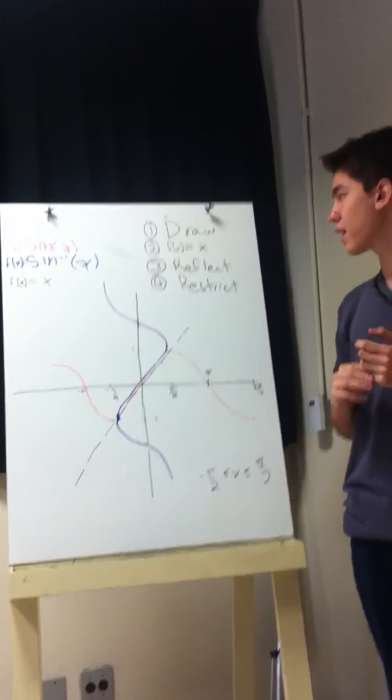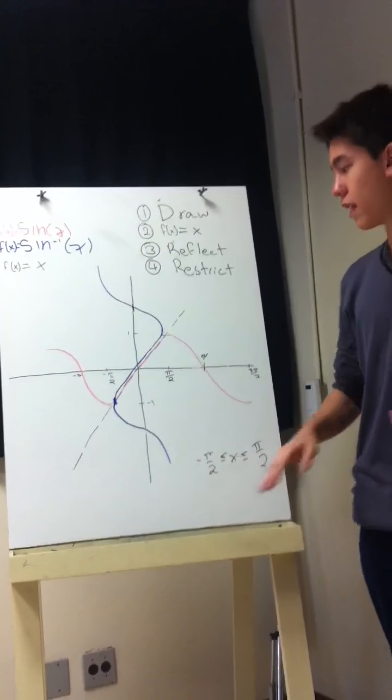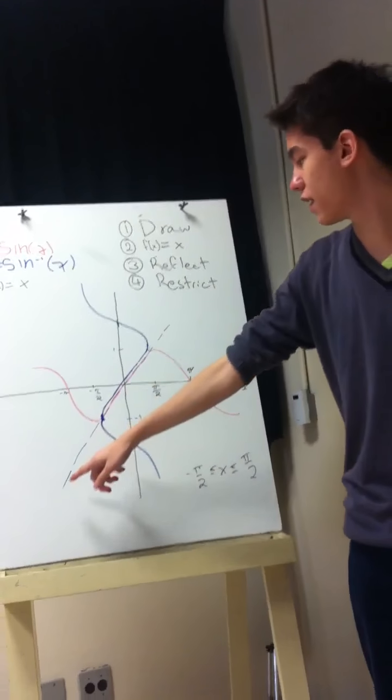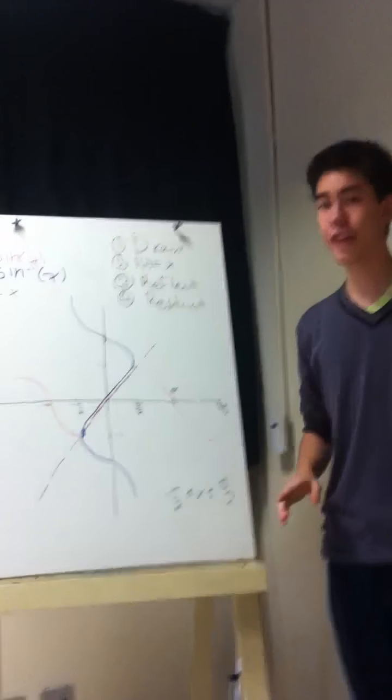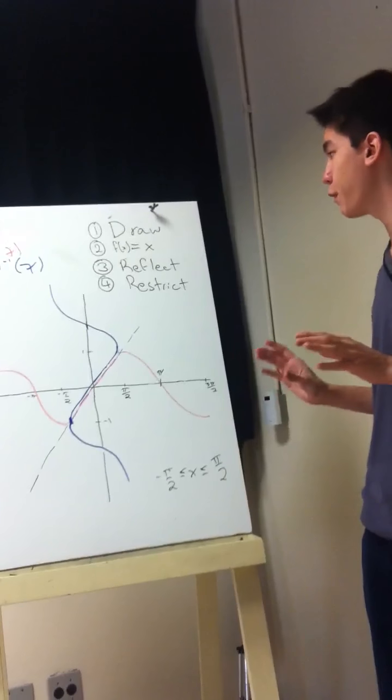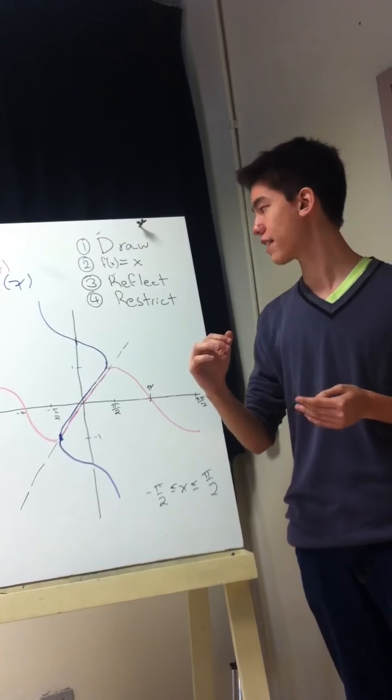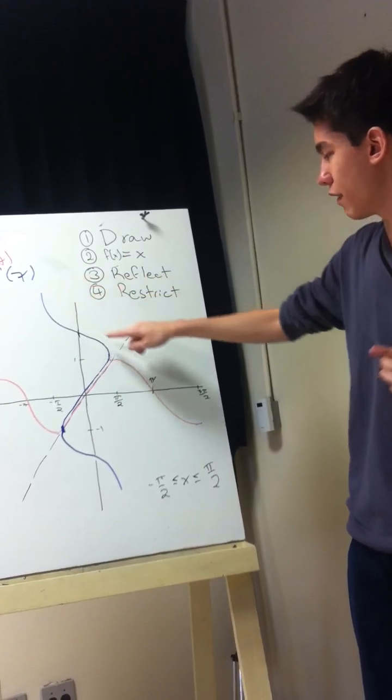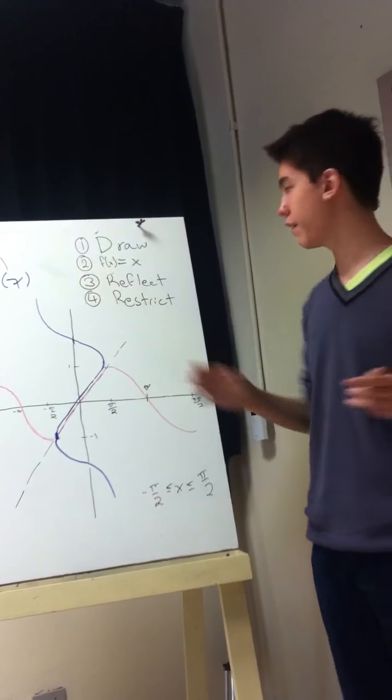Second, we take the line f of x equals x or y equals x and put it on the graph. It's this dotted black line over here. Third, we take the original function and we reflect it about the y equals x line. So it becomes this blue line right here, which is our inverse.